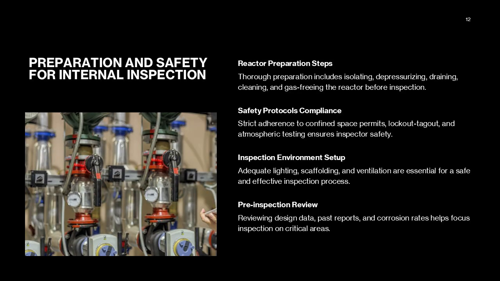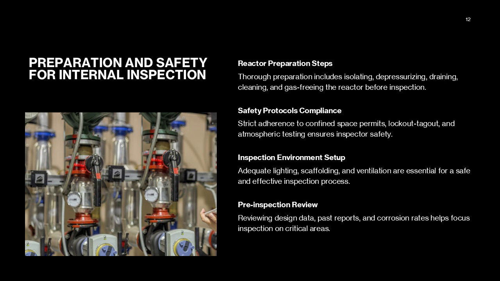Effective off-stream inspection begins with thorough preparation. The reactor must be properly isolated, depressurized, drained, cleaned, and gas-freed before entry. Inspectors must ensure that confined space entry permits, lockout, tagout procedures, and atmospheric testing requirements are strictly followed. Adequate lighting, access scaffolding, and ventilation are essential for a safe and effective inspection.